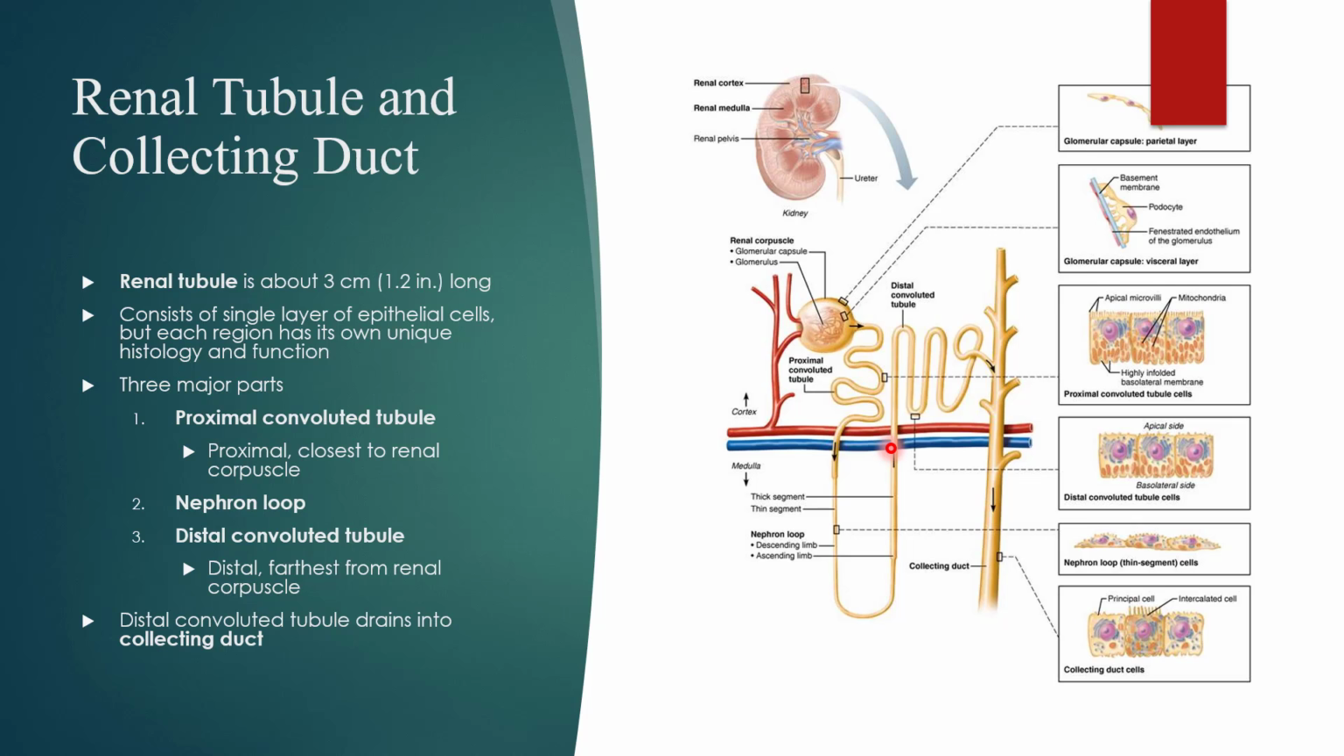And then it goes up and joins again, continuing on into a distal convoluted tubule. And the distal convoluted tubule continues on with what it's doing with the filtrate, and then it empties into the collecting duct, and then finally into the papilla.